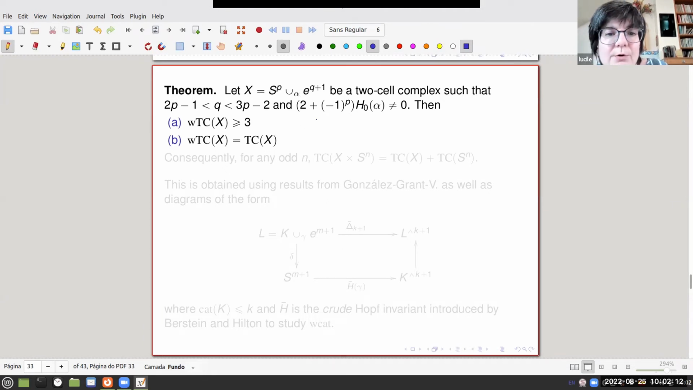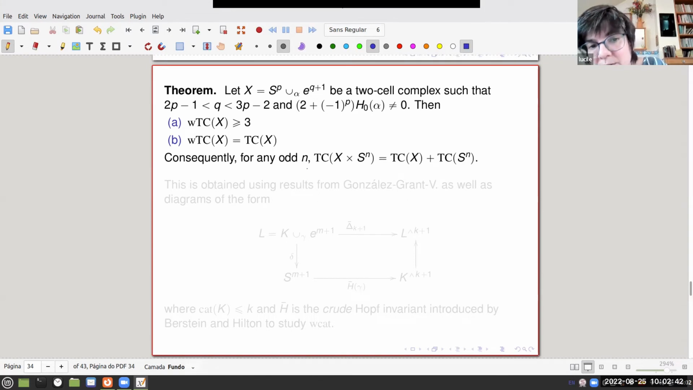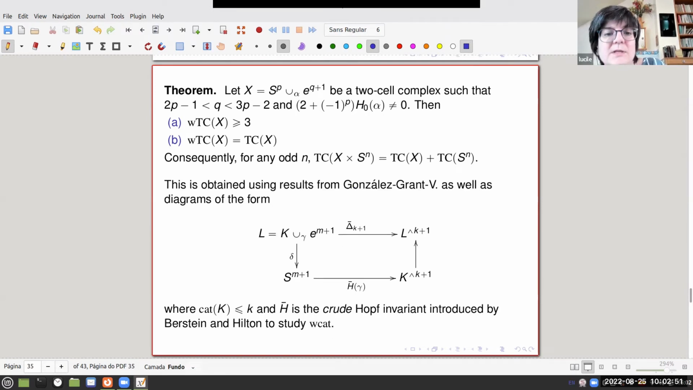Actually, in the work with Rudyak and Mark, under this condition, we proved that the TC of X is equal to 3. But here, using some further argument, we could see that the weak TC is also greater than or equal to 3. In this condition, we will have that for these spaces, for any odd integer n, TC of X cross Sn is equal to TC of X plus TC of Sn. As I said, this is using a result from the work with Mark and Rudyak.